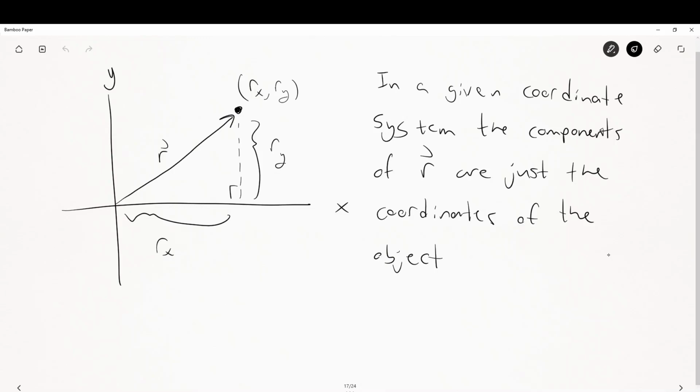If you were to use coordinates, which is also a perfectly good way for describing the locations of objects, the position vector r is related to those coordinates in that its components in that coordinate system will be the coordinates of the object. So the x component of r we would call rx, the y component we would call ry, and its components would just literally be the coordinates of the object.